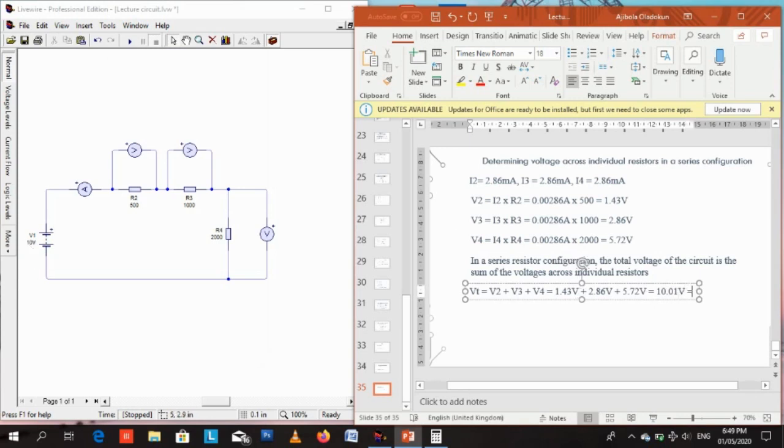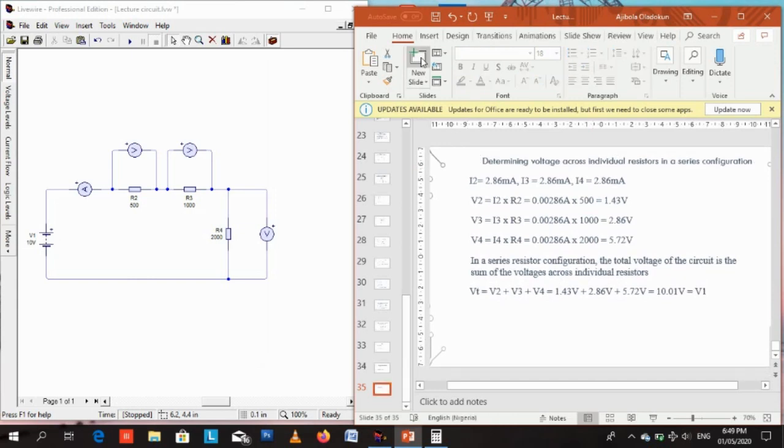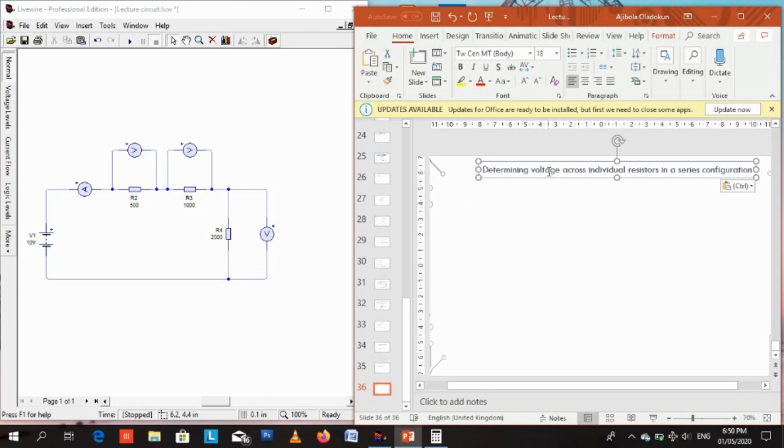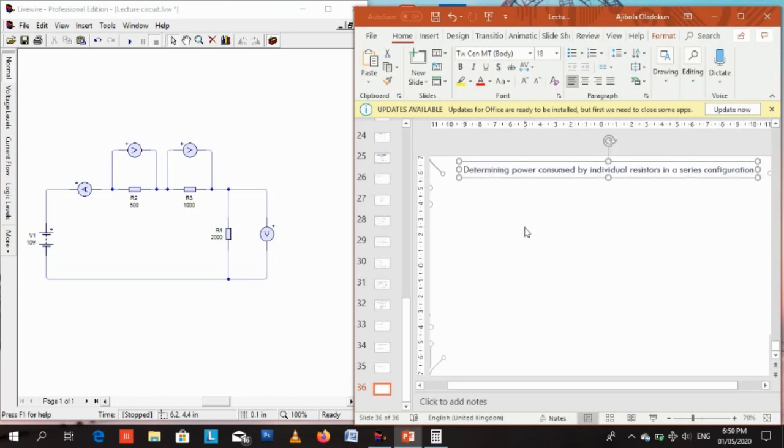So we are able to get back the original voltage source of 10 volts by adding the individual voltages across the resistors in series. When you supply a voltage from a voltage source to resistors in series, the voltage is shared, and each resistor takes its own part. At the end of the day, if you add the individual voltages together, you will get the original voltage source you applied.